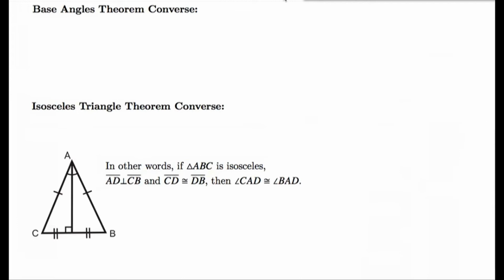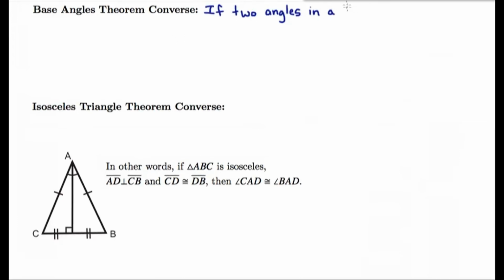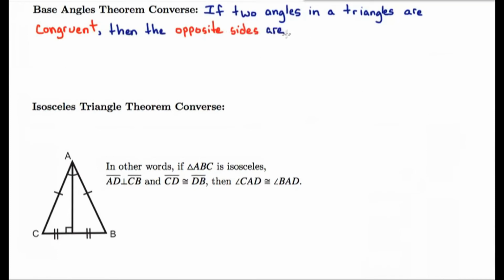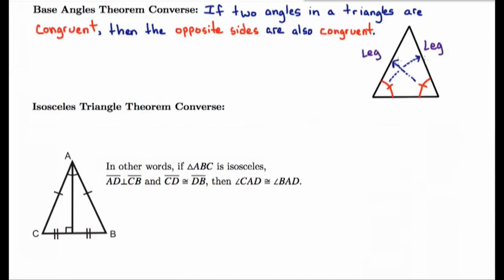Base angles theorem converse. So if two angles in a triangle are congruent, then the opposite sides are also congruent. So if I know the base angles are congruent, then these opposite sides, which are the legs, are also congruent.